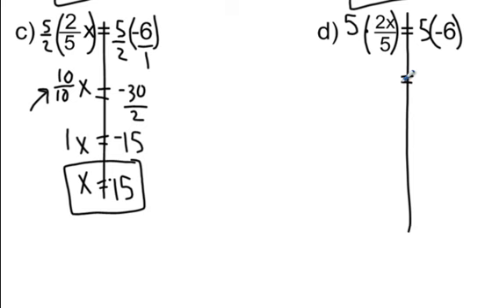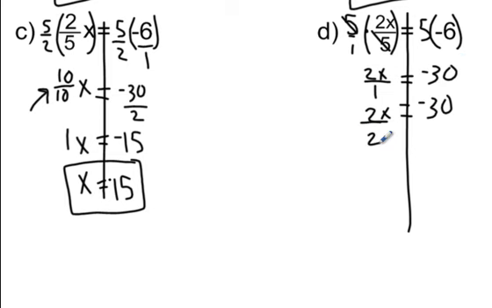In this case, the 5's are going to cancel out. Could I have gotten 10/5 and gotten 2? Sure, I could have cross-canceled those as well. I do get 2x over 1, which is just 2x. On the other side, I do get 5 times -6, which is -30. Now I have 2x. I divide by 2 on both sides. And I get 1x is -15, or just x is -15.